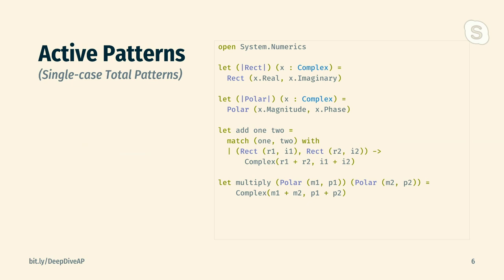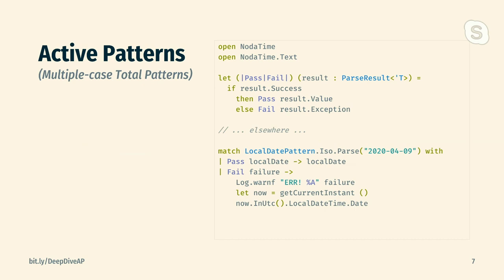A lot of times, even if you're not using traditional POCOs, even with things like records, using these single case active patterns can lead to much cleaner code.